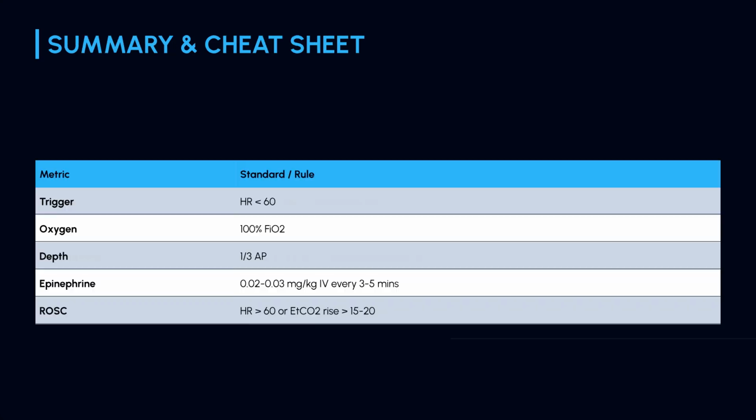Additional pearls include: UVC is the primary vascular route, epinephrine IV or IO dose is 0.02 to 0.03 milligrams per kilogram, and EtCO2 sudden rise indicates ROSC. Avoid compressing over the xiphoid process, and hands-off leaders maintain better situational awareness.